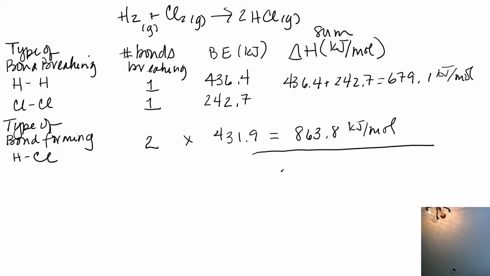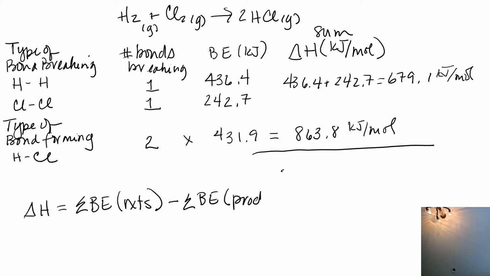Now I'm going to sum these, add them together. Well, I'm not going to sum them. Sorry about that. Let's take a step back. The delta H, I'm going to subtract them actually. Based on bond energies, it is the sum of the bond energies of the reactants minus the sum of the bond energies of the products, which again is different from the way we calculate delta H using heats of formation.